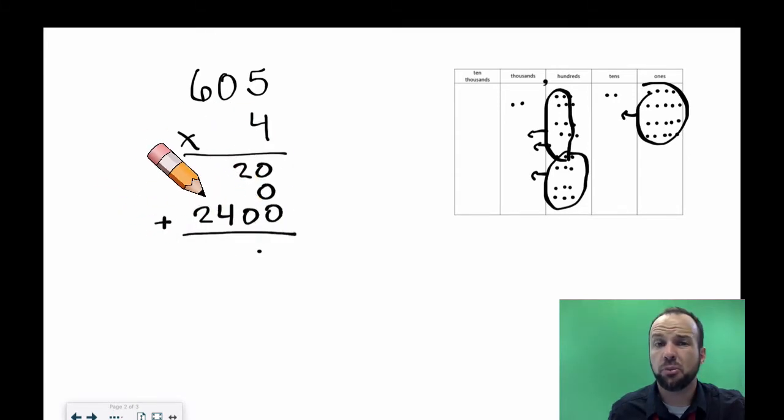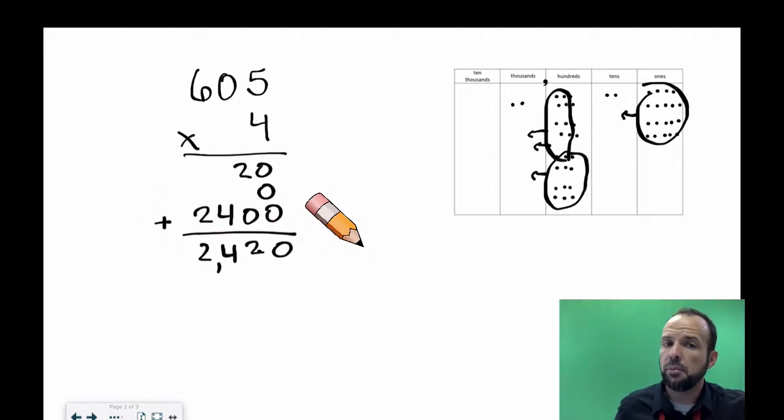Now I have all my partial products here. They're ready to go. I'm going to go ahead and add them up. All of these zeros will make 0. 2 and 0 would be 2, 4, 2. So 2,420 would be our answer.